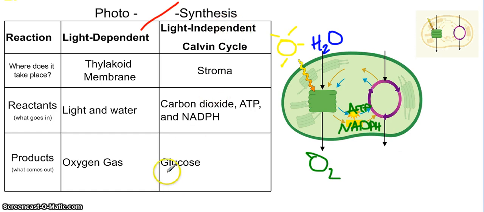We are going to make glucose. We're going to synthesize. To do that, we need to be in the stroma. The stroma being that fluid part of the chloroplast. This reaction is light independent. It's independent of light. It can work without light. Another name is the Calvin cycle.